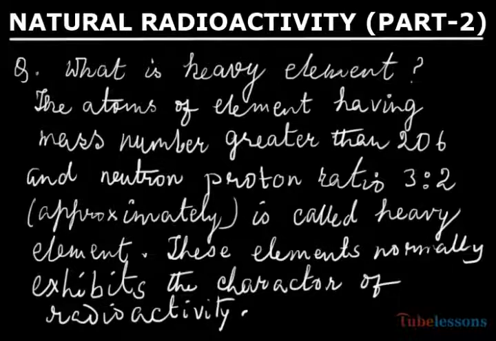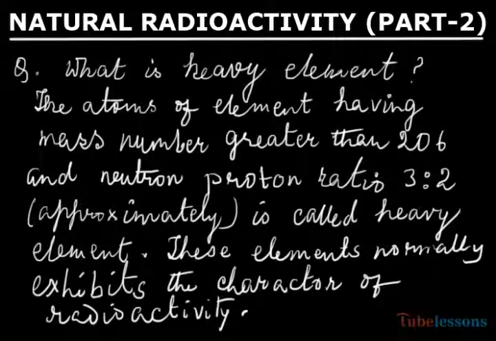Natural radioactivity, second part. We have already discussed heavy elements. Now, I have given the definition of heavy element. You can write down this. The atoms of an element having mass number greater than 206 and neutron-proton ratio approximately 3:2 are called heavy elements. These elements normally exhibit the character of radioactivity.